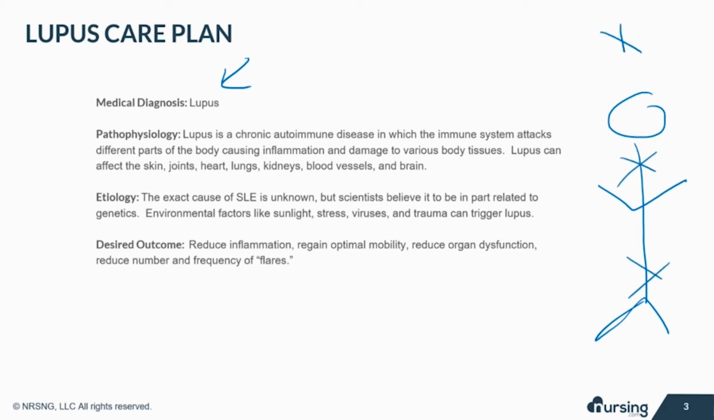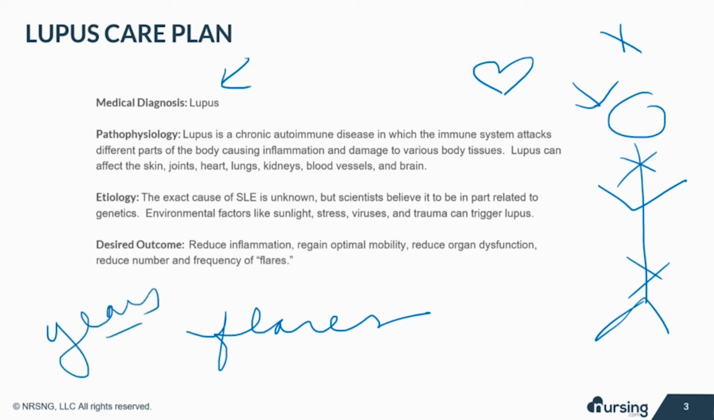Okay, so lupus is a chronic autoimmune disease in which the immune system attacks different parts of the body, causing inflammation and damage to various body tissues. So lupus can affect the skin, the joints, heart, lungs, kidneys, blood vessels, and the brain. Patients with lupus may have phases of worsening symptoms called flares, and also periods of milder symptoms. The symptoms of lupus may mimic other disorders and may go undetected for several years. Patients with lupus should be managed by a rheumatologist.